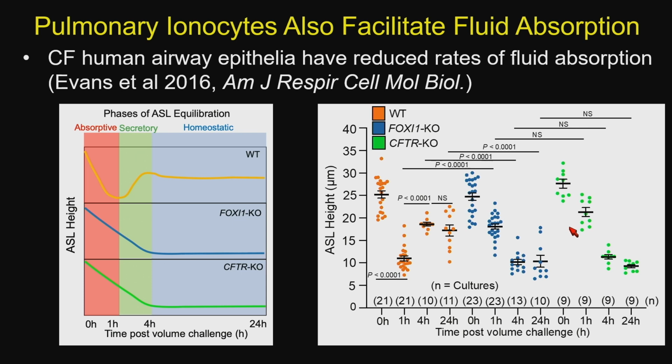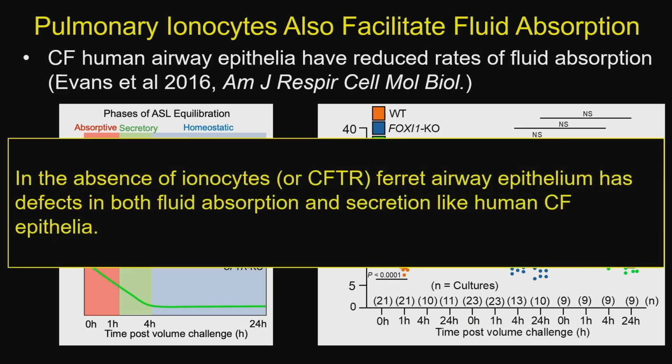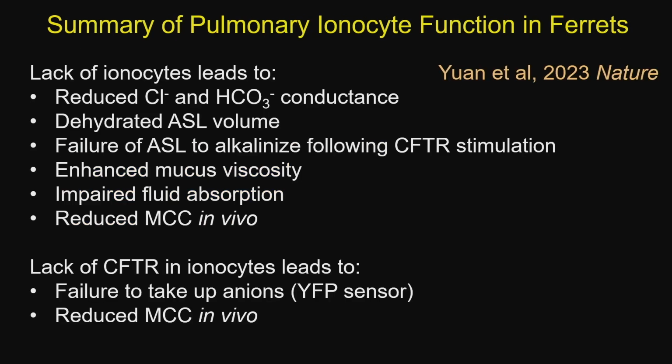If one looks at the CFTR knockout and FOXI1 knockout, you lose both the acute, rapid absorptive phase and the secretory phase. It looks sort of like over here, where I've mapped the absorptive, overshoot, and secretory phases, and then you get to a homeostatic ASL height. In FOXI1 knockout and CFTR knockout, that's lost. So in the absence of ionocytes or CFTR, ferret airway epithelia have defects in both fluid absorption and fluid secretion, at least using this assay.